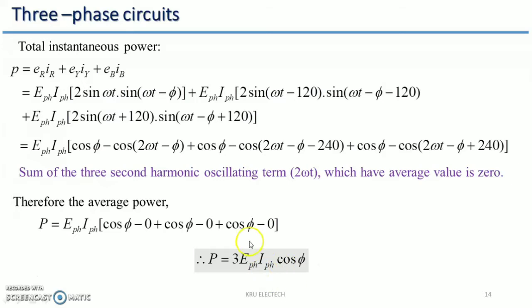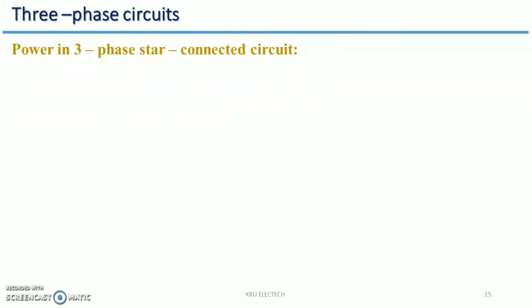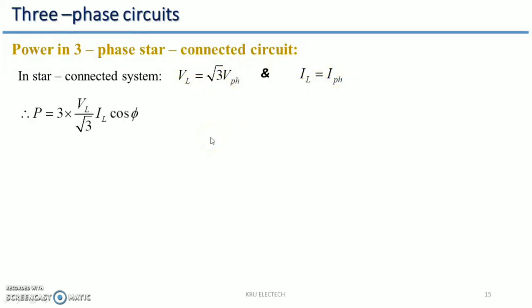If you want to write the line voltage and line current instead of phase voltage and phase current, let us see for the star connection. In the star connection, you can write the line voltage like this, and the line current is the same as the phase current. So instead of the phase voltage, you put the line voltage. So what is the net power? This is root 3 VL IL cos phi.